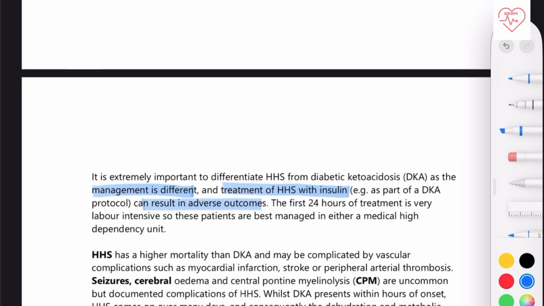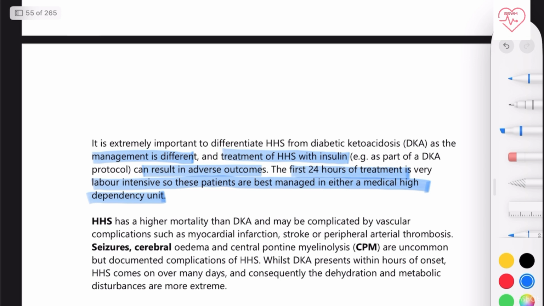The first 24 hours of treatment is very labor intensive, so these patients are best managed in either a medical high dependency unit. Okay, so these patients need very intensive care for the first 24 hours, so they are treated in a medical high dependency unit. HHS has a higher mortality than DKA. You have to remember such things.